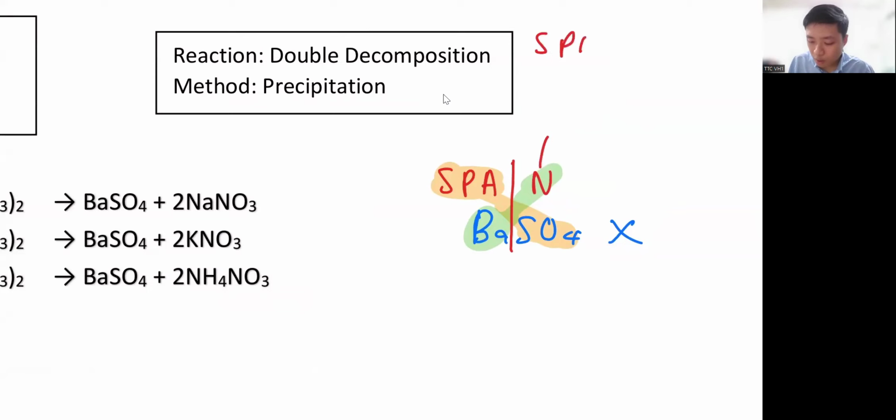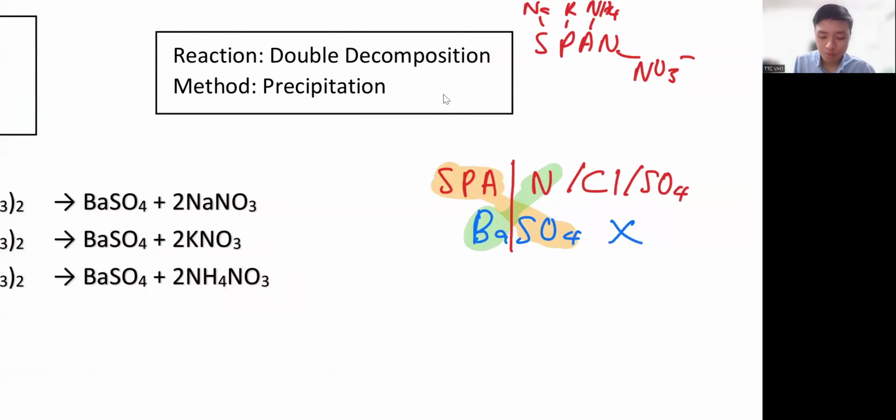Now, sometimes not only nitrates are available. SPAN stands for sodium, potassium, ammonium, and N stands for NO3 negative. In some tricky questions, they also come out with Cl or SO4, because some of them might be possible. So other than barium nitrate, sometimes barium chloride can also be used.